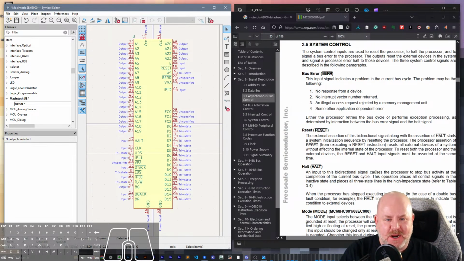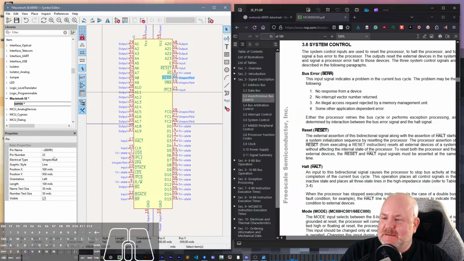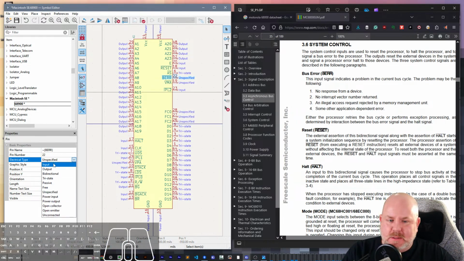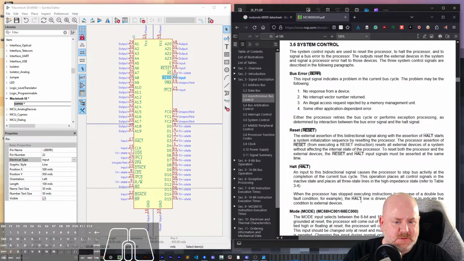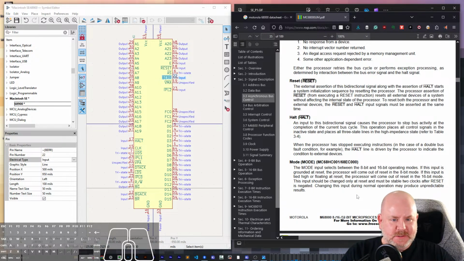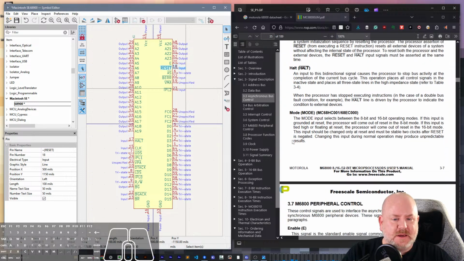Okay, now we get to bus error. That's in my way. That is an input. Reset, along with the assertion of halt, starts a system initialization. To reset the processor and the external devices, reset and halt must be asserted at the same time. All right, then.